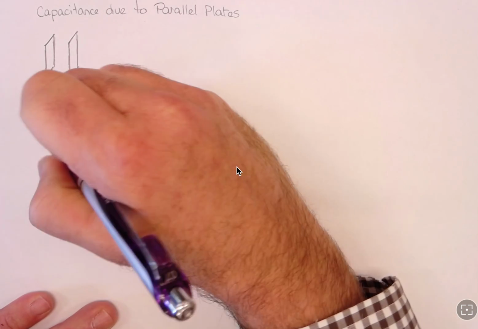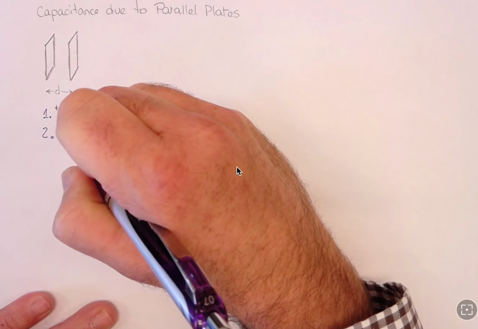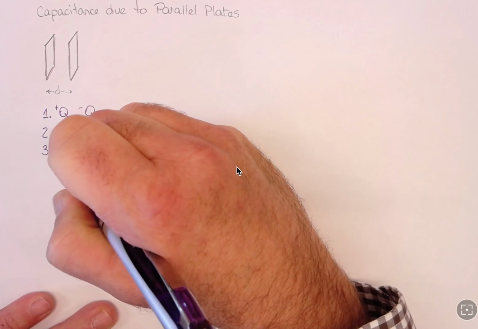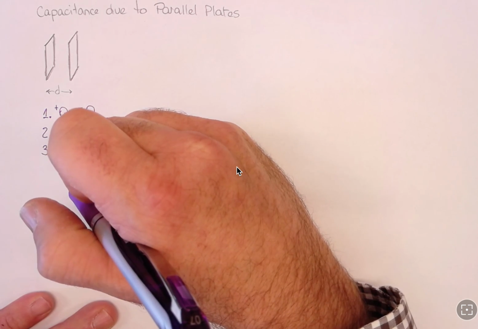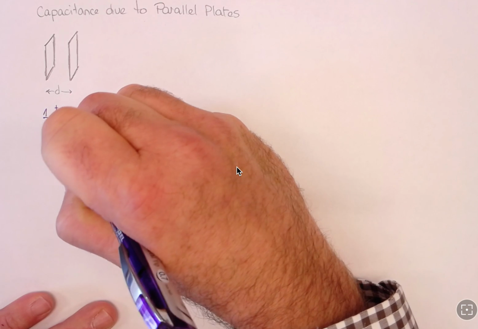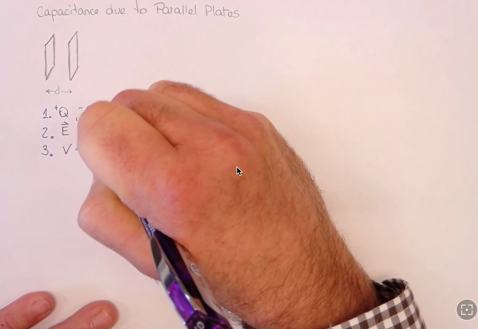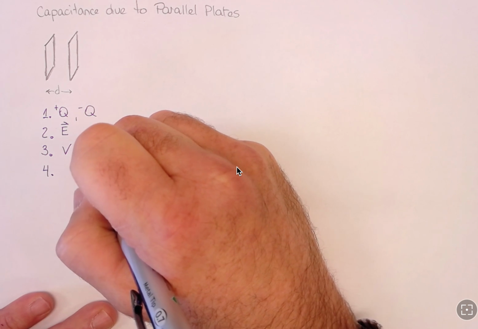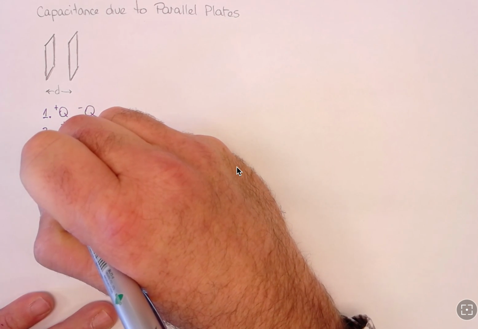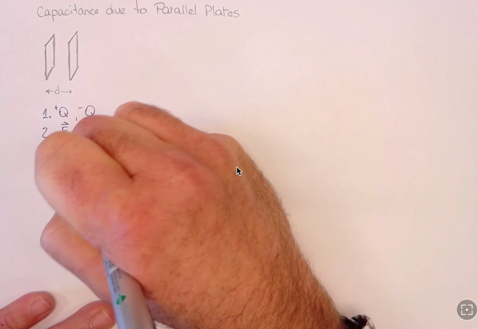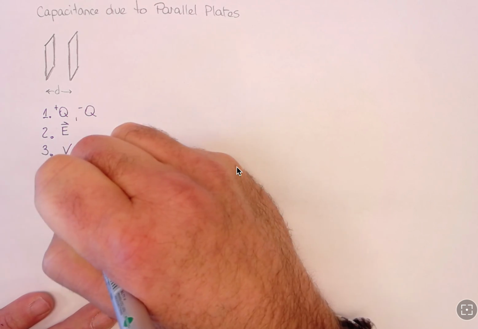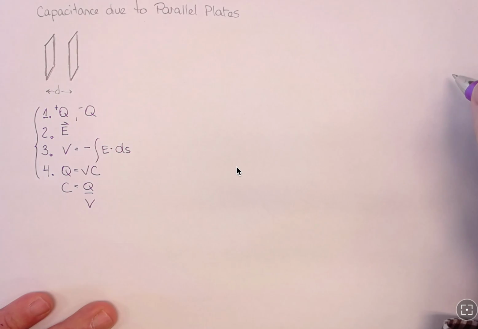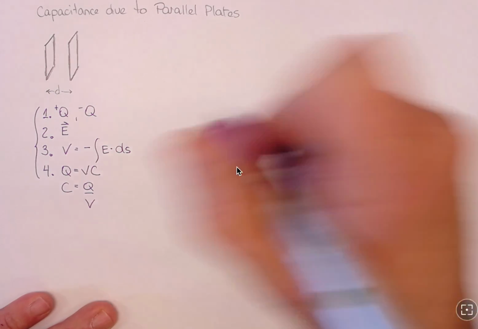The second step will be solving for the electric field in between those two plates. The third step will be determining the electric potential between those plates, using the idea that the electric potential is negative the integral of E dot ds, the distance between the plates. And then the last step will be to use our general capacitance formula, Q is equal to VC, solving for capacitance. Capacitance will be charge over voltage. We'll use these 4 steps on every one of these derivations moving forward.